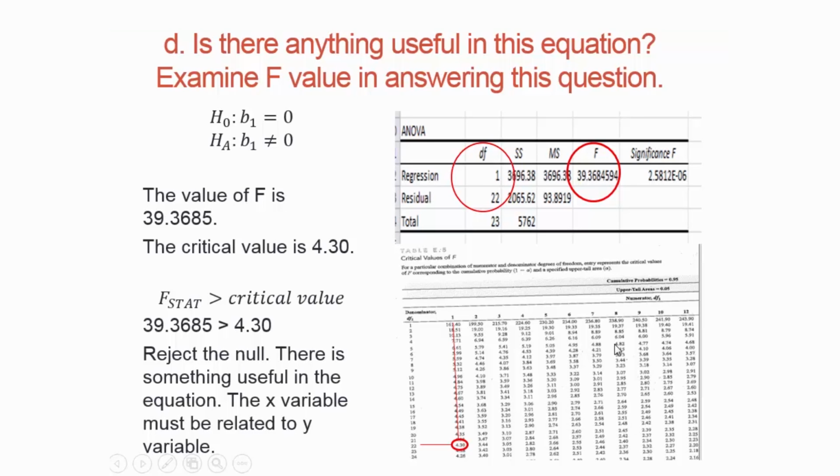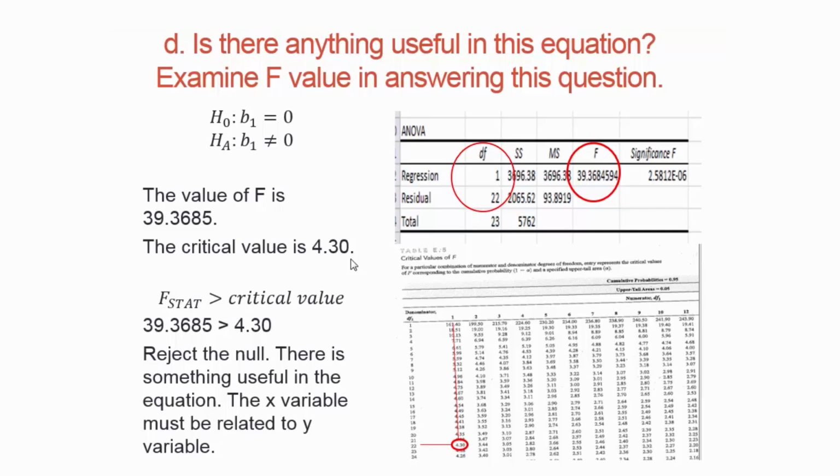So how do I do it? I do it based on the degrees of freedom. 1 for the numerator, or the regression, 22 for the denominator. So 1 and 22 gives me the value 4.30, and that's my critical value of F. That means if my F value is greater than 4.30, I would reject the null.